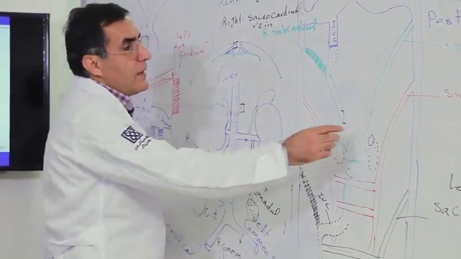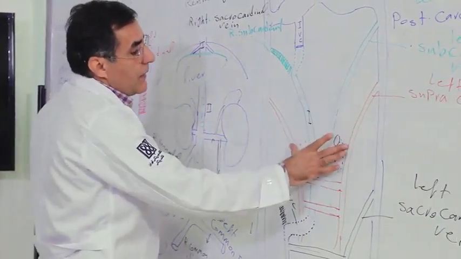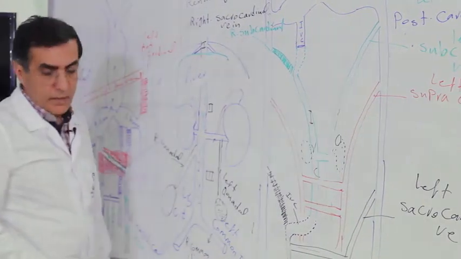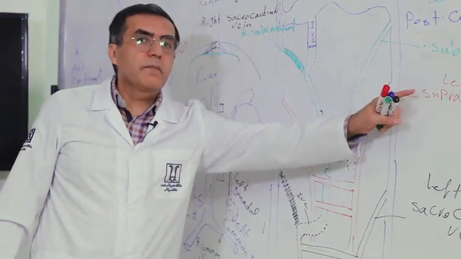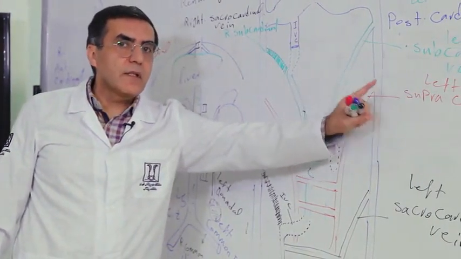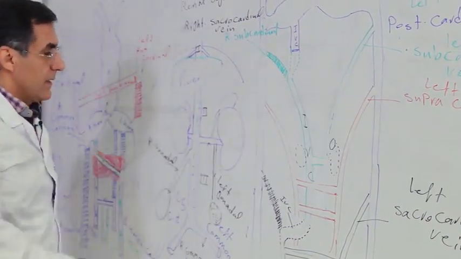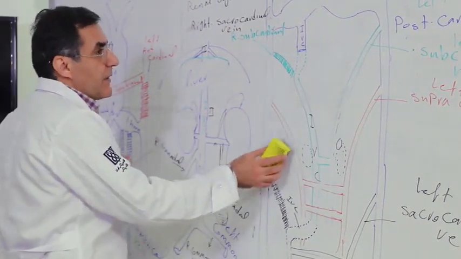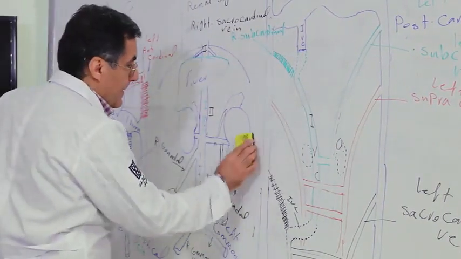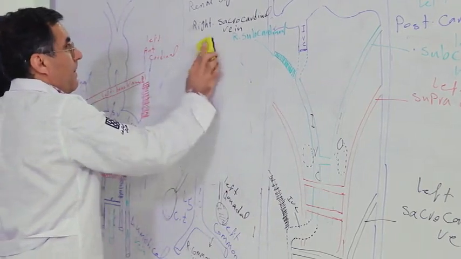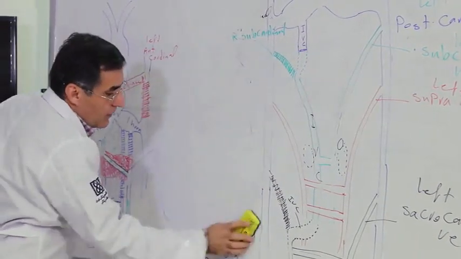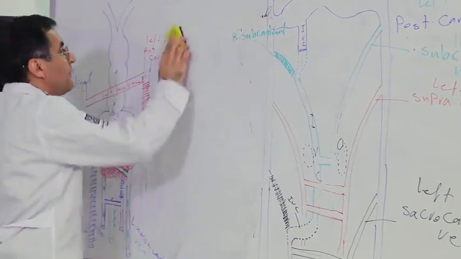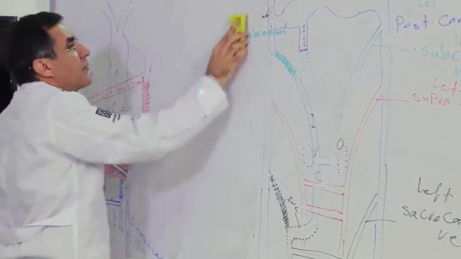Okay, what about the supracardinal vein? In summary, the supracardinal veins make the azygos system. What does it mean? I have to clean the pictures here. I want to talk about the azygos system. I come back to the anatomy.